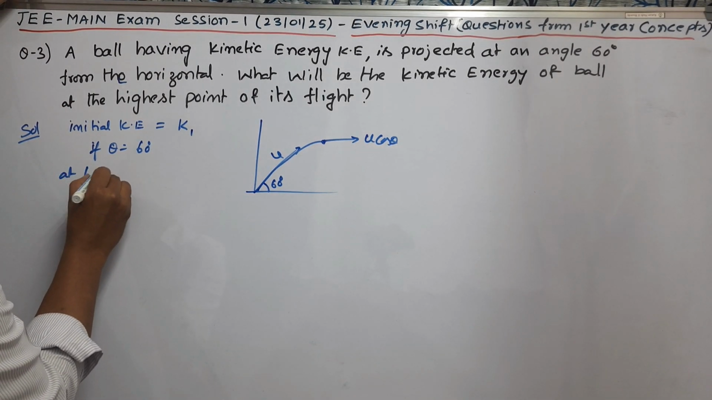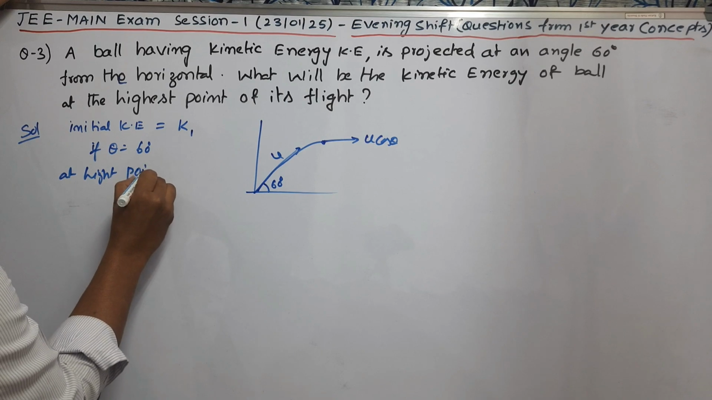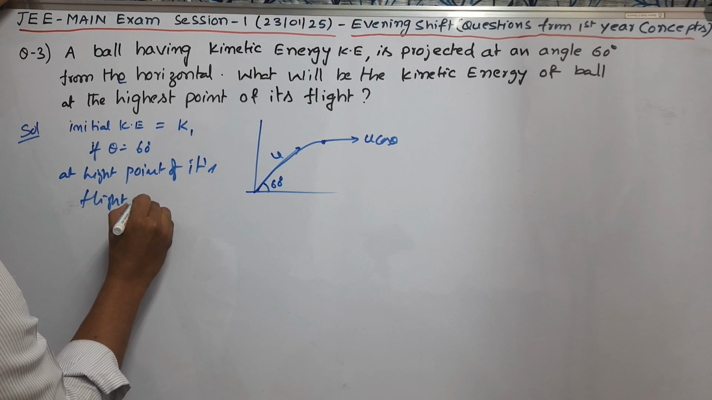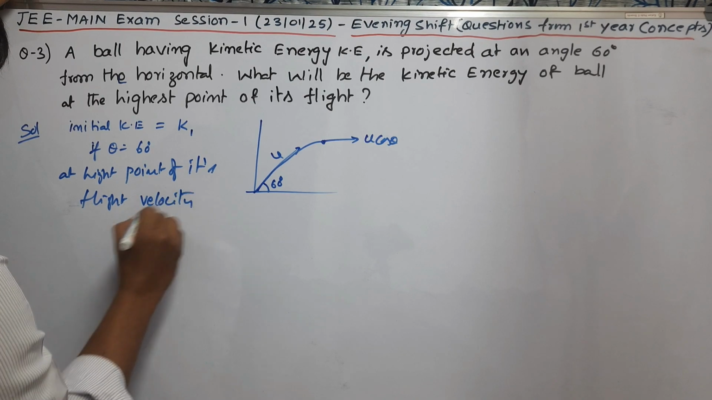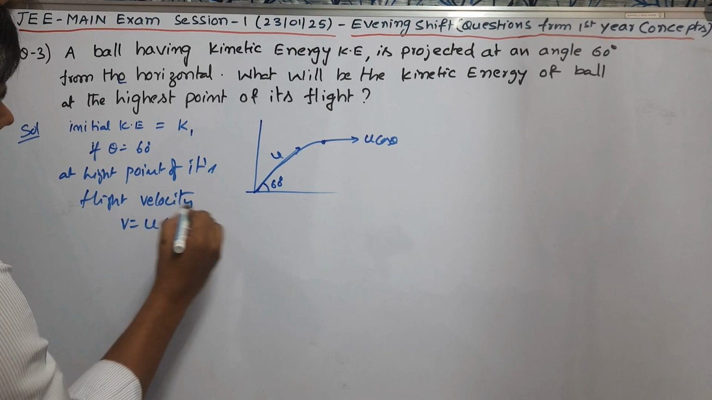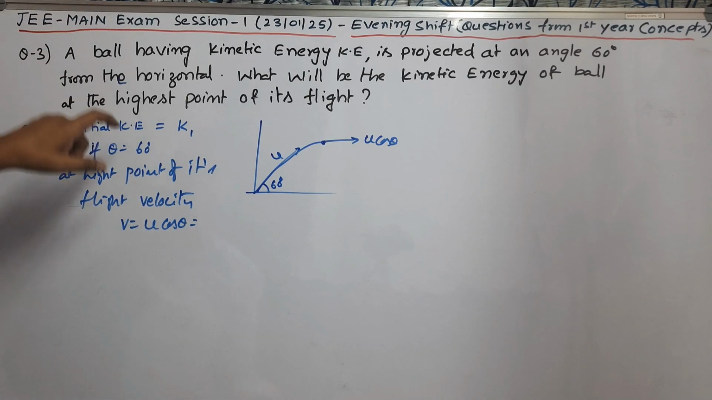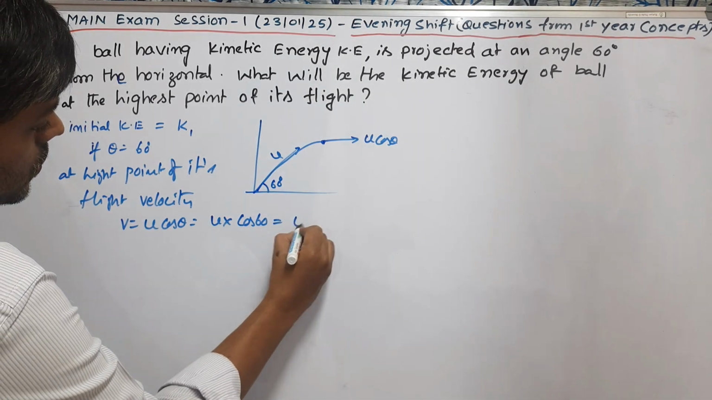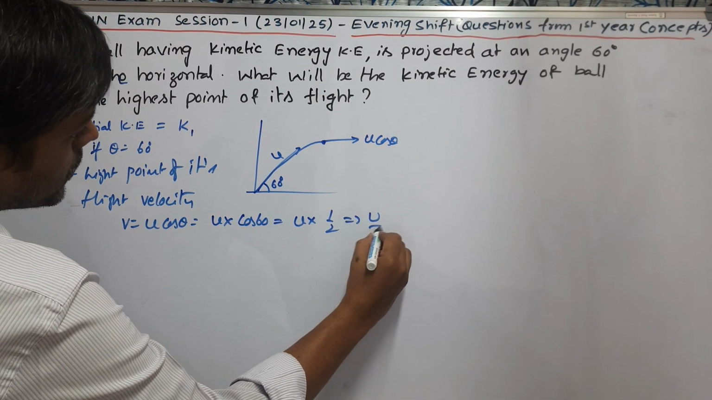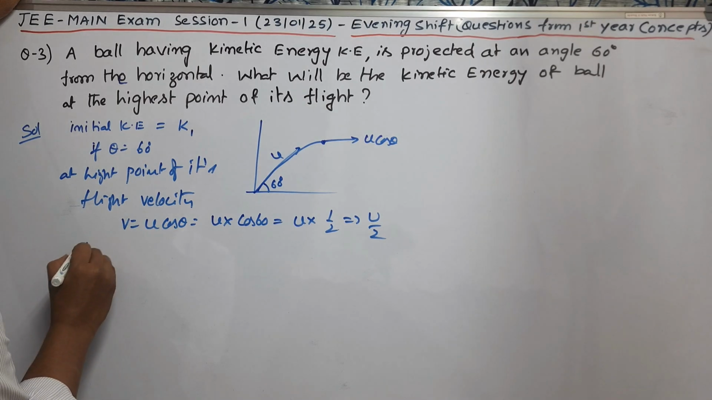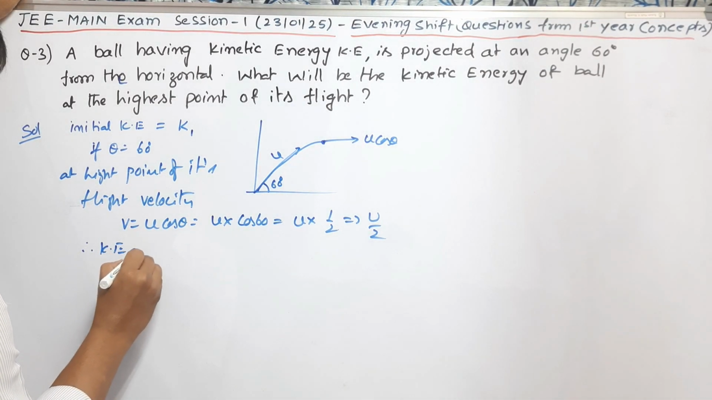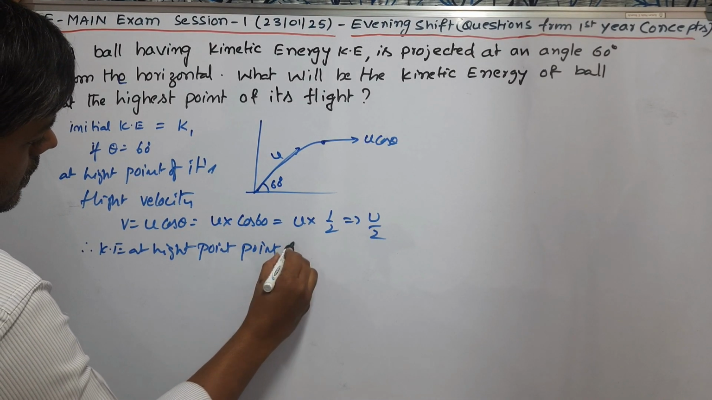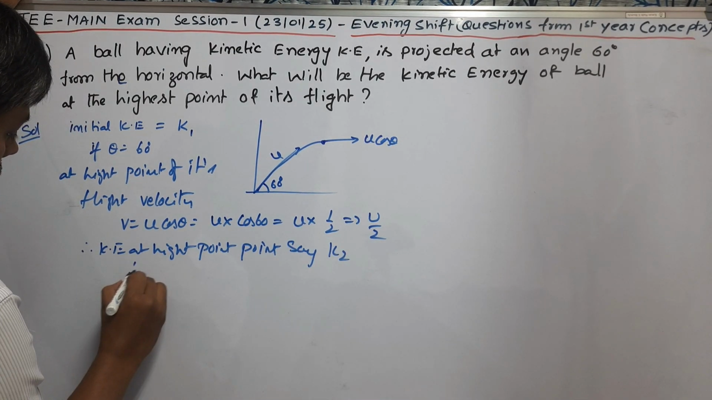So at the highest point of its flight, velocity v is equal to u cos theta. Is u given? No, nothing is given. So u into cos 60, u into 1 by 2, which implies u by 2. Therefore, the kinetic energy at the highest point, say K2.